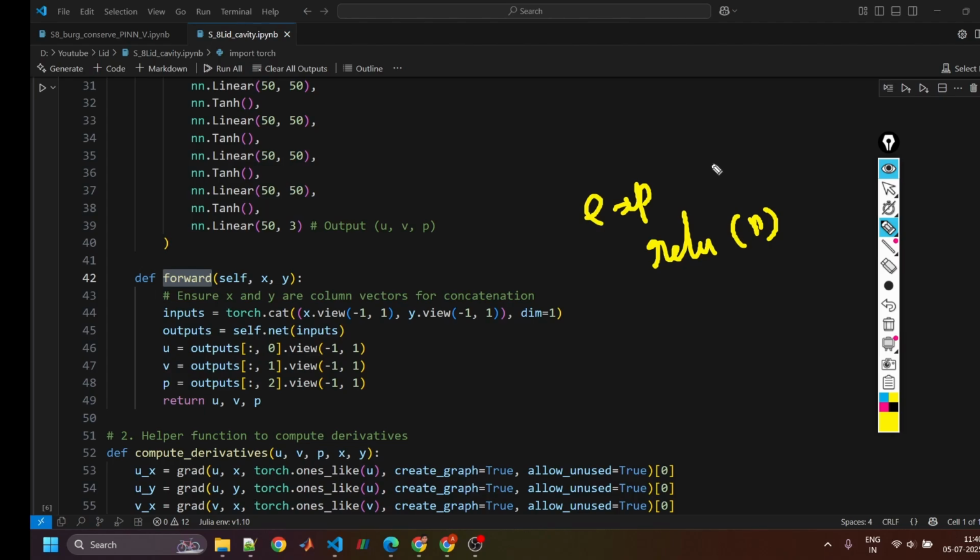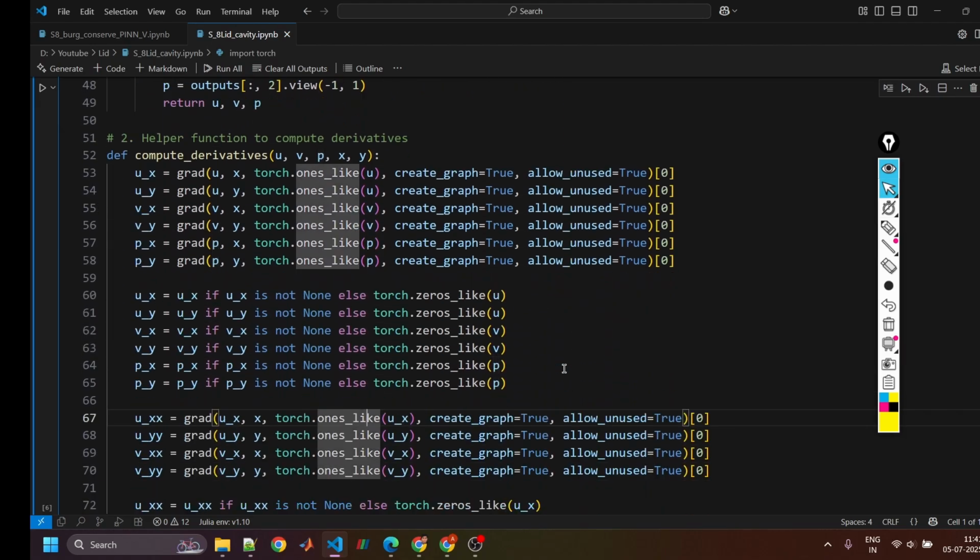So in PINN, we can directly enforce that property. This we call a positivity preserving property in numerical methods. So we can directly enforce that in PINN. But in this code, we didn't use it because this is a very simple test case. In the next test case, we will enforce this property.